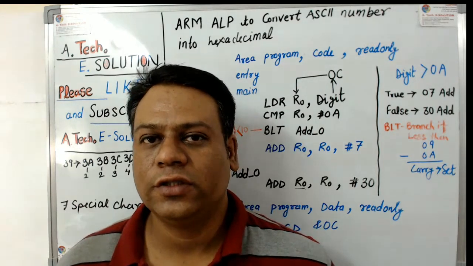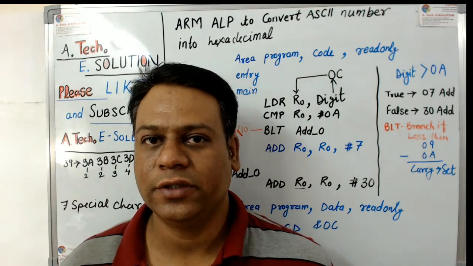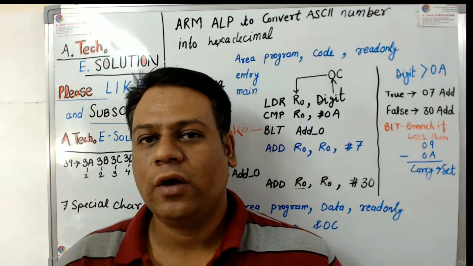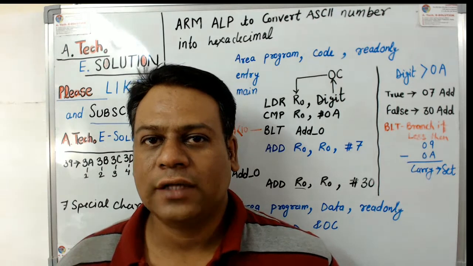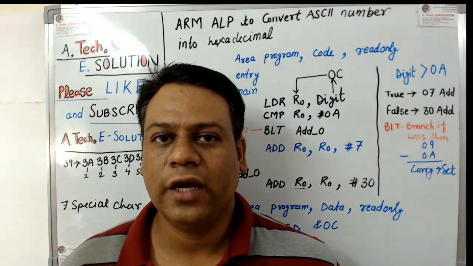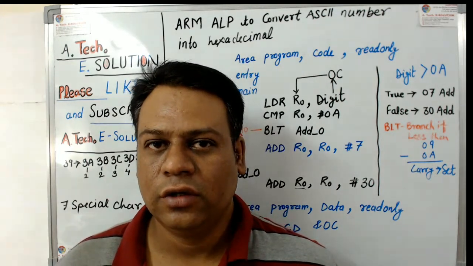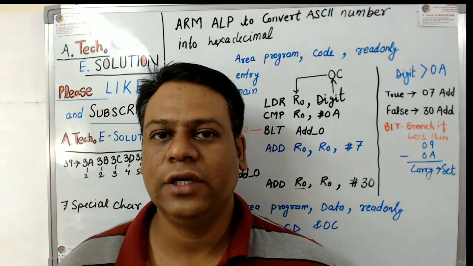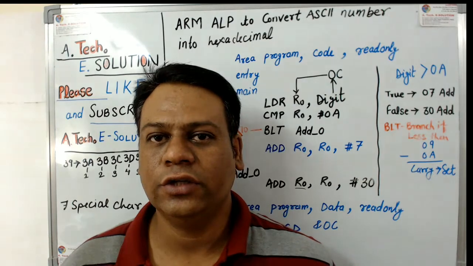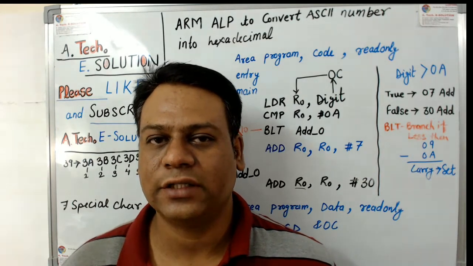ASCII conversion to hexadecimal numbers. Here we are going to take the input ASCII characters from 0 to 9, A to F, and we are going to convert those ASCII characters into corresponding hexadecimal numbers.